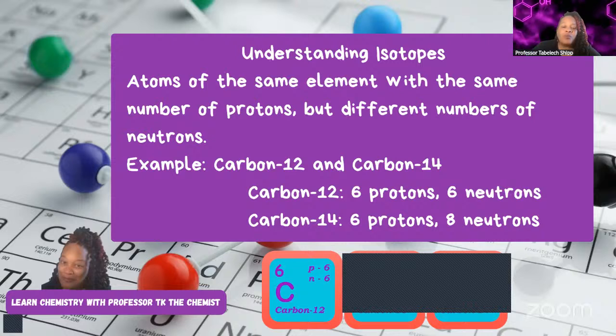So if we were to subtract in the first example of carbon-12, 12 minus 6 from the protons, we would get 6 neutrons. If we subtract 13 minus 6 for carbon-13, we get 7 neutrons. And then we do the last one, carbon-14, we would say 14 minus 6, and we get 8.